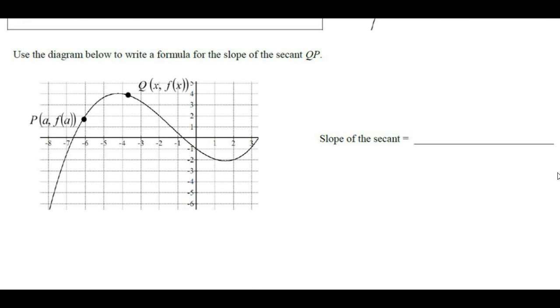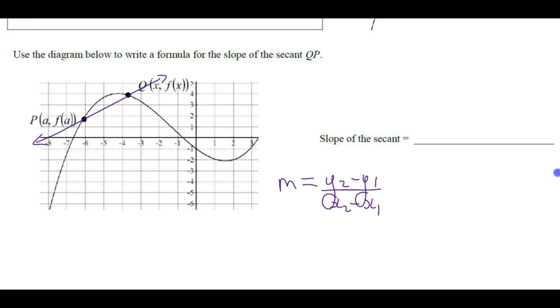Use the diagram below to write a formula for the slope of the secant QP. So what's the slope of this line? What's the slope formula? Let's go a little more general. Yeah, so like y2 minus y1 over x2 minus x1. We call that what? What over what? Rise over run, right?